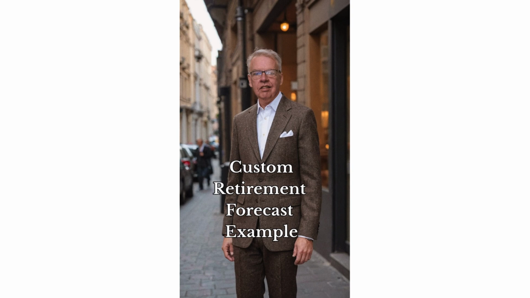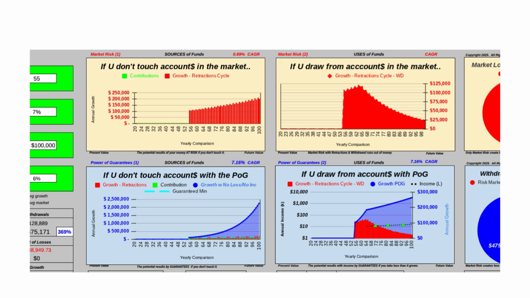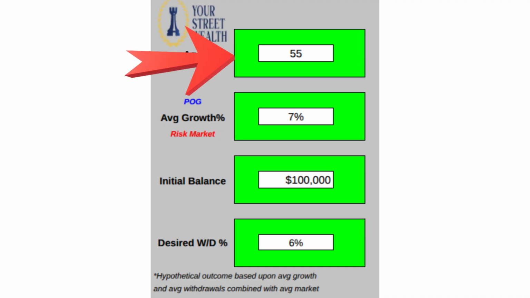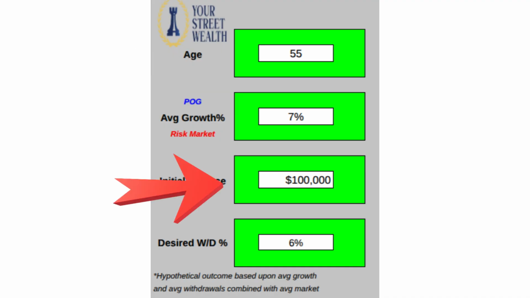How do we forecast model your retirement future? Let me show you an example. Who are we talking about? A 55-year-old with $100K in qualifying money and an IRA, 401K, or brokerage account?